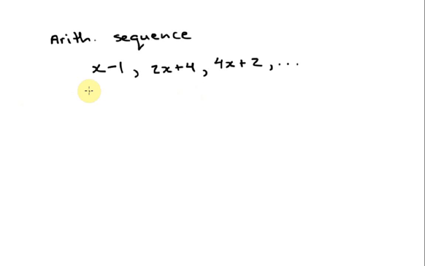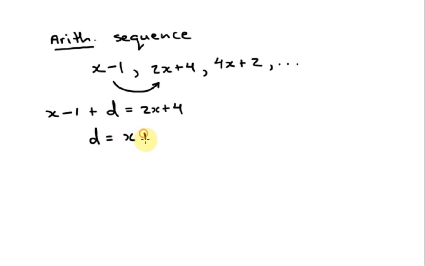Well, how do you go from one term to the next when it's arithmetic? I think what we do is we simply add d. Right? We add d, and that gives us the next term. Okay, so that's an equation. Now, it's got two unknowns. I can't solve it, but I could isolate d. So what I'm going to do is take x away from both sides and add 1. So a little bit of rearranging here. D equals x plus 5.